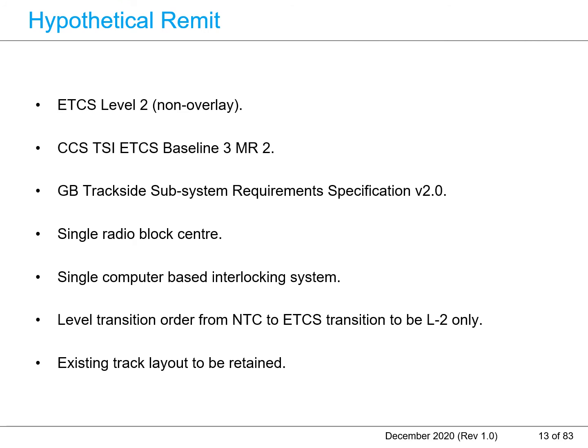This hypothetical requirements meeting requires ETCS Level 2 non-overlay, based on the requirements in the CCS-TSI, ETCS Baseline 3, MR2, and the GB Trackside Subsystem Requirements Specification, version 2. The ETCS Level 2 area will be supervised by a single radio block centre and a single computer-based interlocking system. The level transition order from NTC to ETCS transition is to be level 2 only. The existing track layout is to be retained.